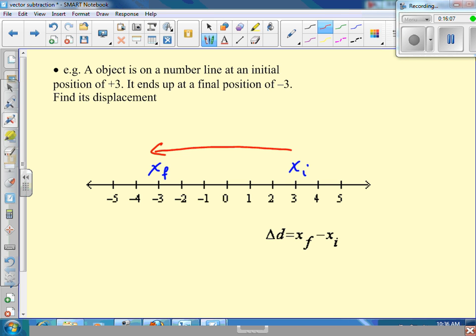-6, right? No one needs any calculator or anything like that to figure this out. I can tell. You can just count if you want. I went 6 to the left. -6. Okay. What's this got to do with vector subtraction?